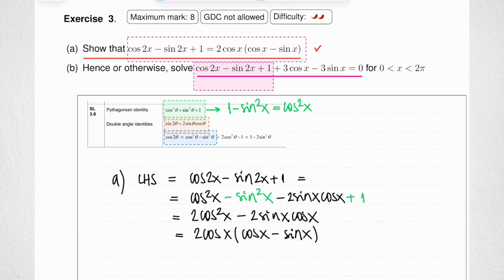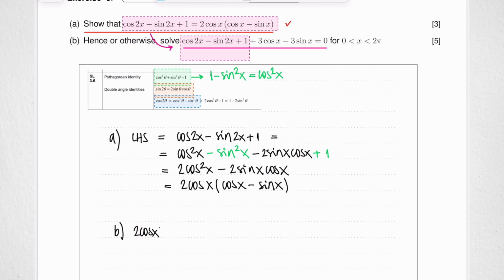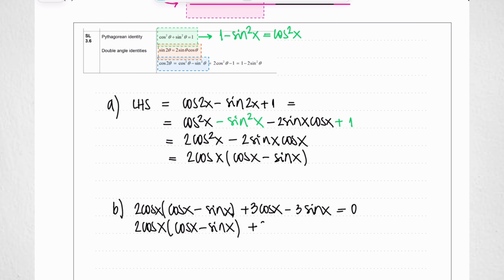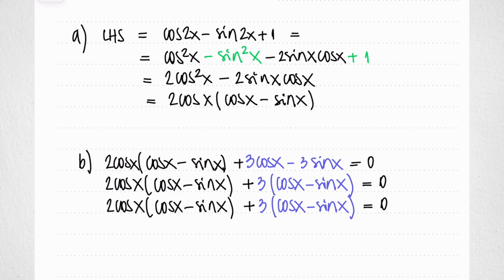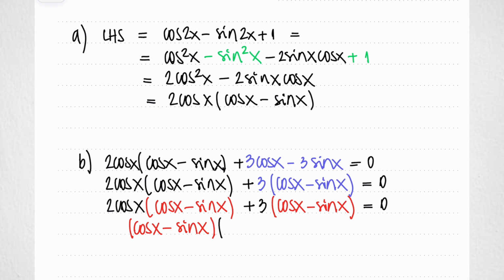We can use this to substitute over here, meaning that we can write 2 cos of x, cos x minus sine of x, plus 3 cos of x, now we're talking about these terms right here, minus 3 sine of x equal to 0. And if you put 3 as a common factor over here, we can rewrite this as 3 times cos of x minus sine of x. And we can now factor out this cosine of x minus sine of x. And factoring out pretty much means removing. And what we have left is 2 cosine of x plus 3. All of this equal to 0.